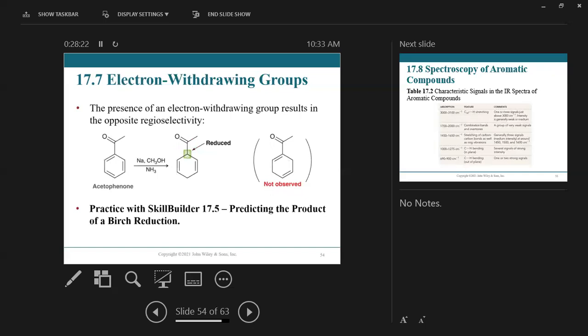So the presence of electron withdrawing group, so oxygen is electron withdrawing group, results in the opposite regioselectivity. So this is not observed. But this is reduced right here.